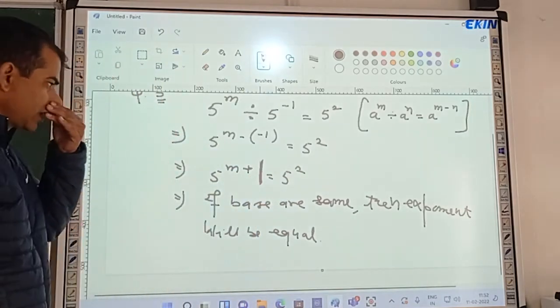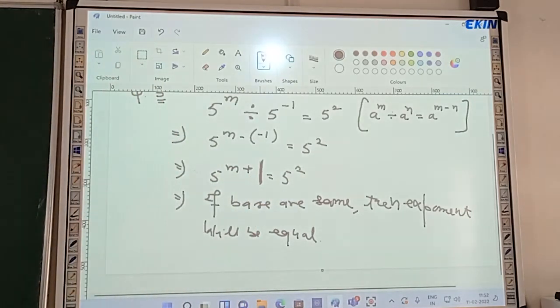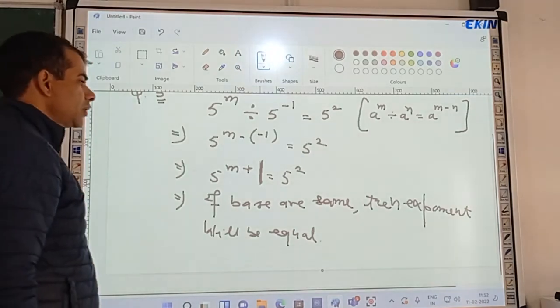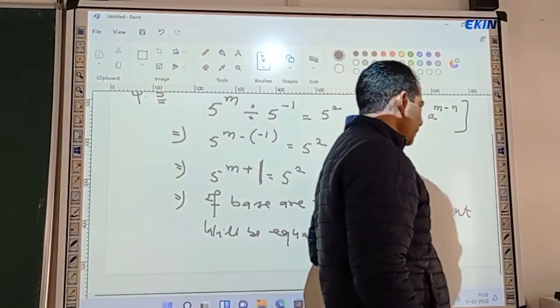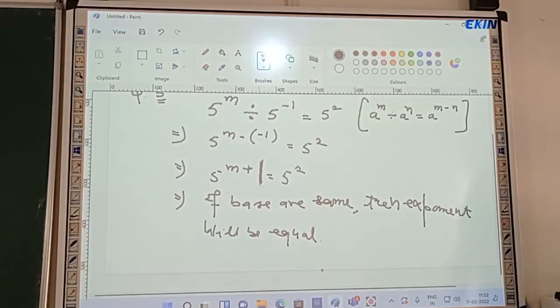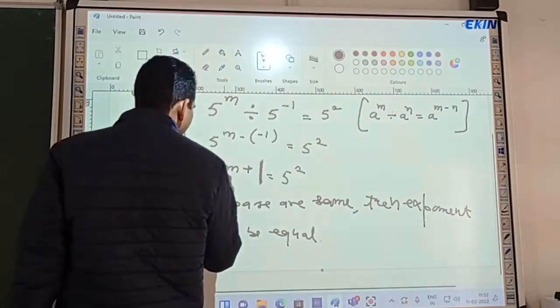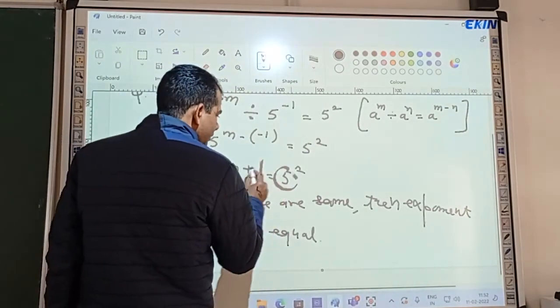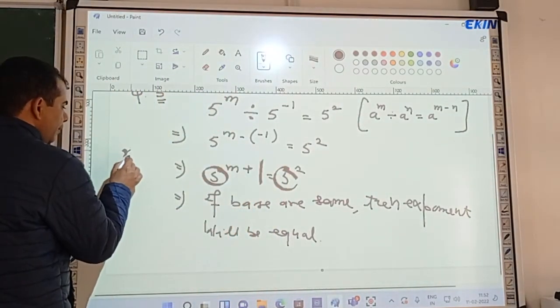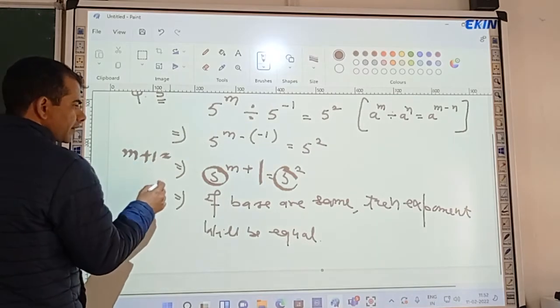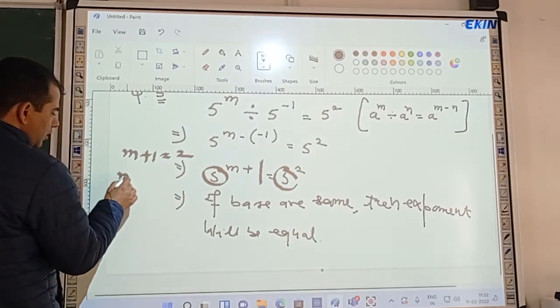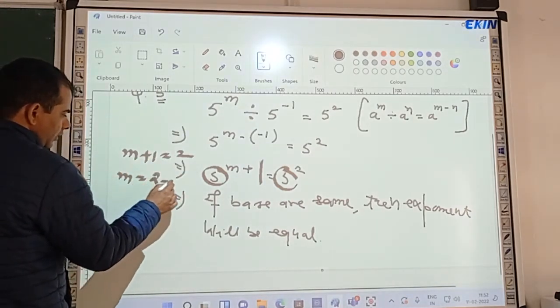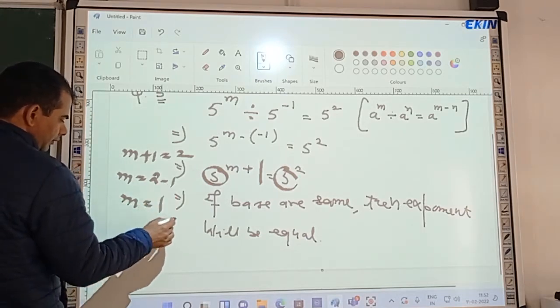Okay, m plus 1. 5 raised to power m plus 1 is equal to 5 raised to power 2. Any doubt, any problem? No, sir. Now if bases are equal, then exponents will be equal. m plus 1 is equal to 2, m is equal to 2 minus 1, m is equal to 1.